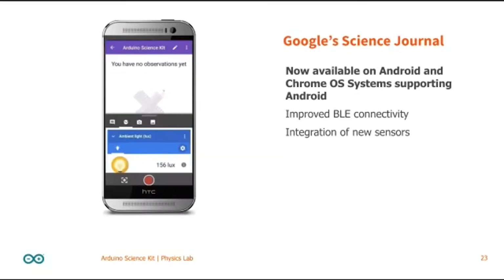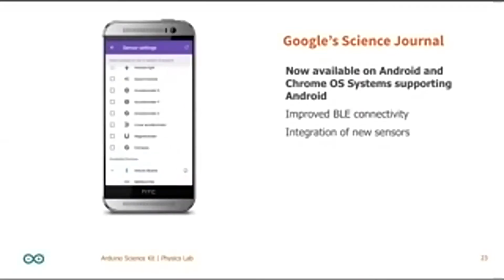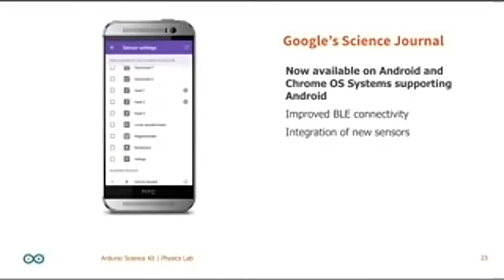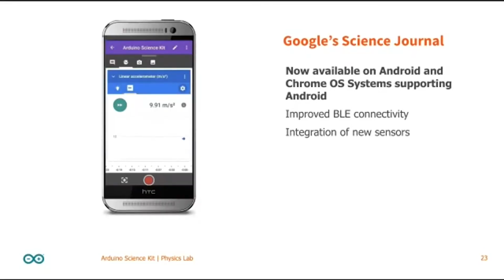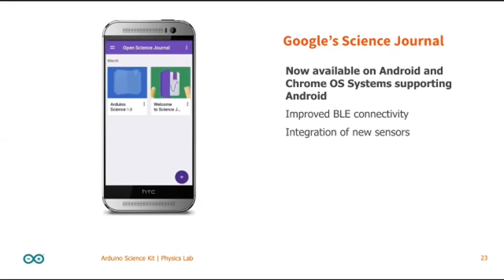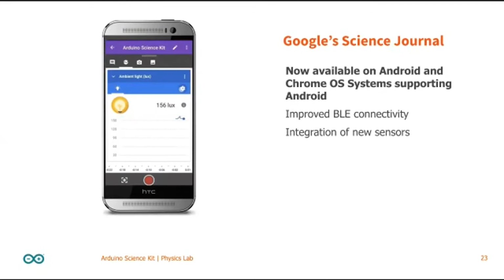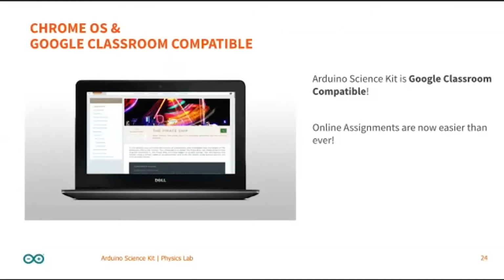Of course, you also get access to the Science Journal app that is currently available on Android and Chrome OS devices that support Android. Basically, you can easily connect your hardware via Bluetooth, and you get a set of sensors that we included in the app as an integration.